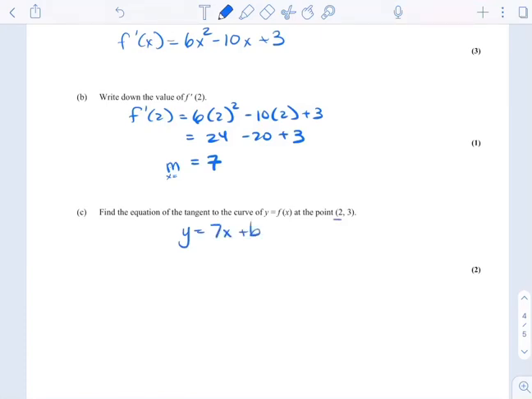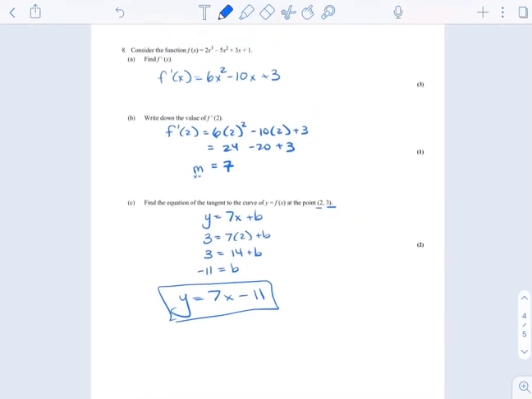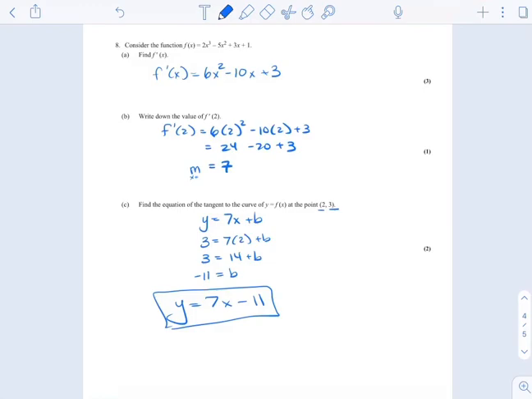Well, I have an x and I have a y. I'm going to substitute those in. 3 is equal to 7 times 2 plus b. 3 is equal to 14 plus b. And when 14 comes over to the other side, we're subtracting 14 from 3. We end up with negative 11 is equal to b. So therefore, the equation of the line is y equals 7x minus 11. Right, we just get the slope. That's our m value. And once we have that, we can use the point on the curve (2, 3) in order to find out our tangent line. And that's it.